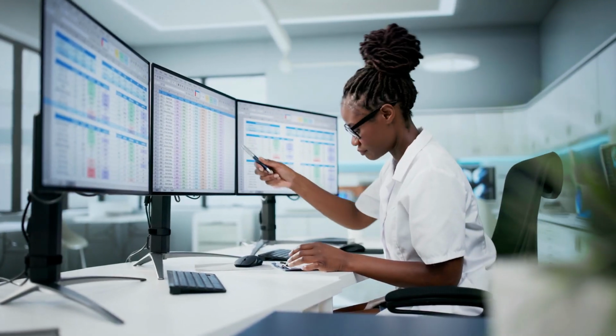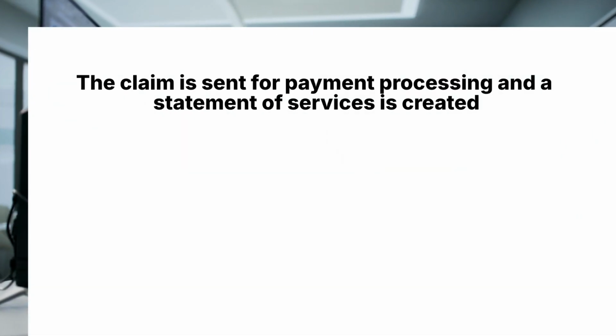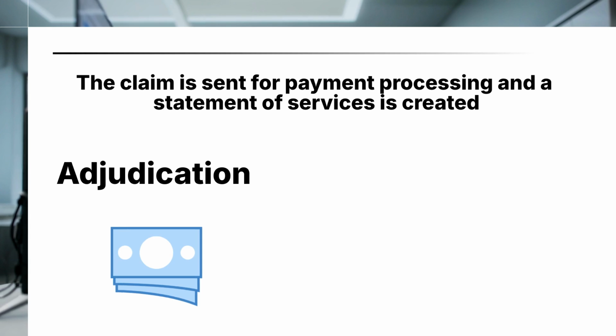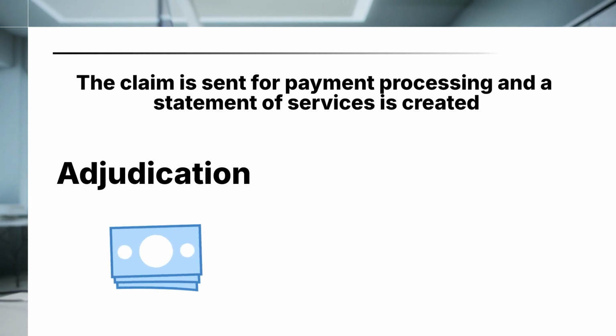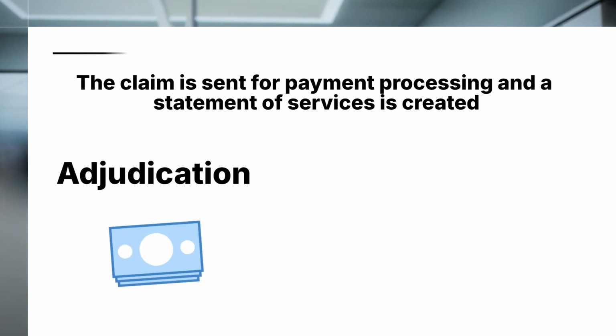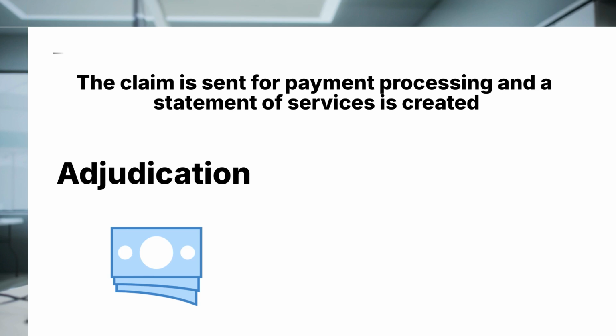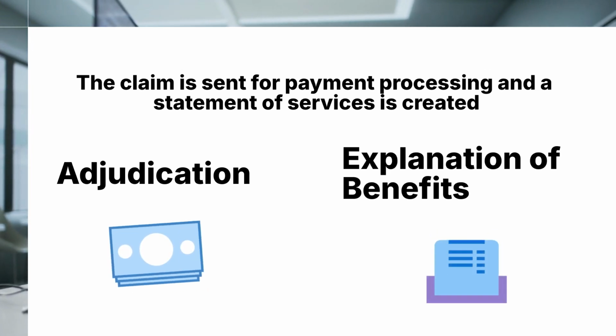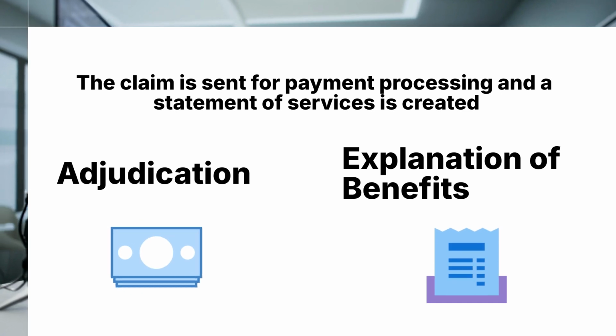Once everything is verified, the claim moves into the adjudication phase. This is when the insurer makes a final decision on payment based on your plan details and any contractual adjustments. After adjudication, the payment is posted to the provider's account, and you usually receive an explanation of benefits, EOB, which breaks down what was covered and what you might owe.